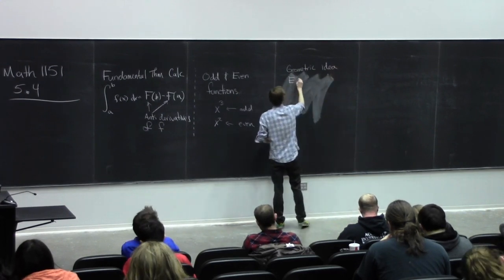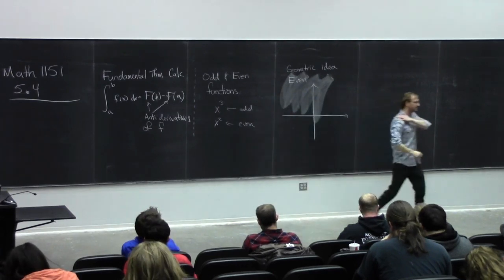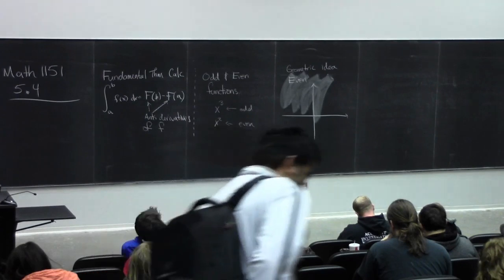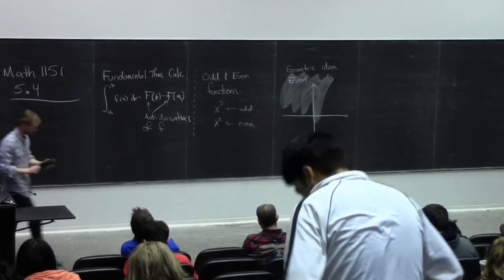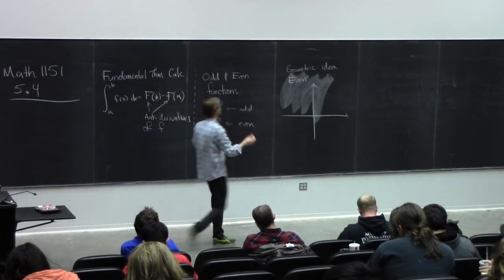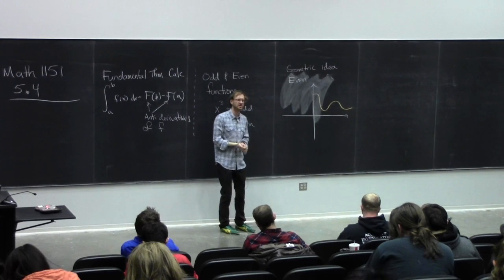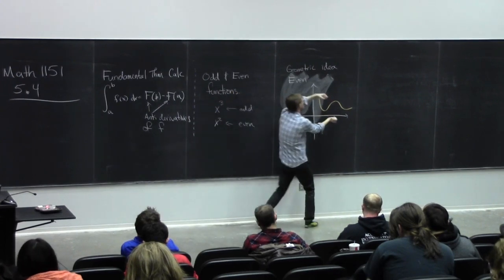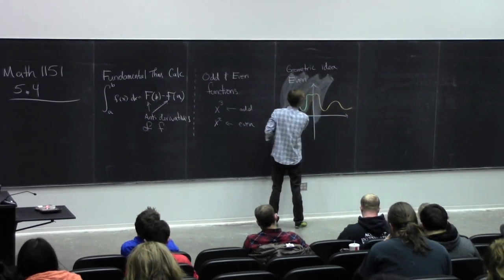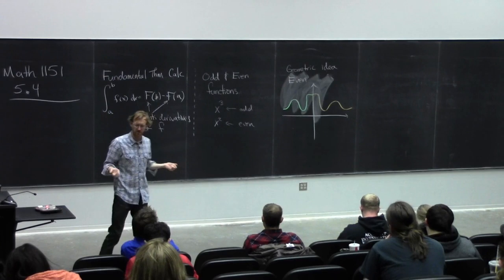Even functions, they're the easier ones of the two. Even functions have reflectional symmetry across the y-axis. So what we're saying here is a function's even. If it has reflectional symmetry across the y-axis, it means that when you go on the other side of the y-axis, I'm doing the best I can here, that would be the picture of an even function.